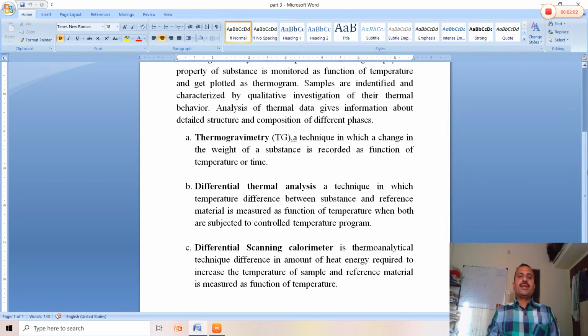Now thermogravimetry is divided into many branches. Out of that, thermogravimetry, differential thermal analysis, and differential scanning calorimetry, that is TG, DTA and DSC. These three techniques are very important, and there is a difference in these three techniques on account of their function.